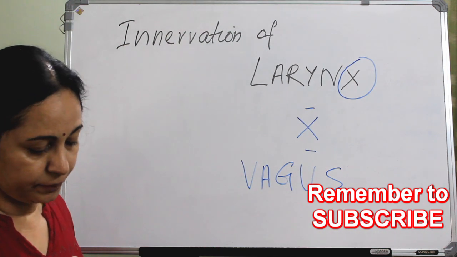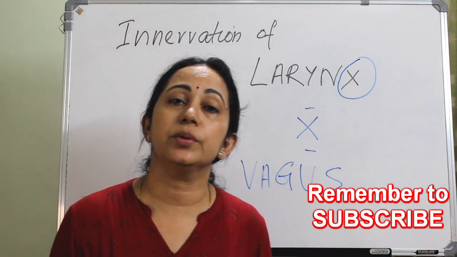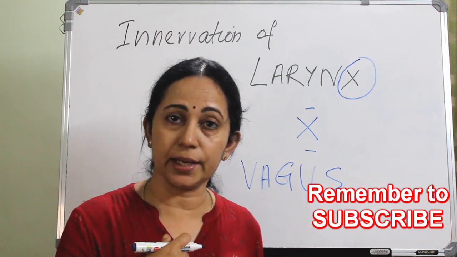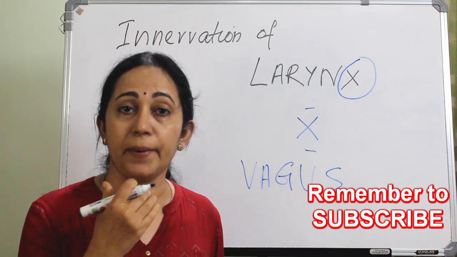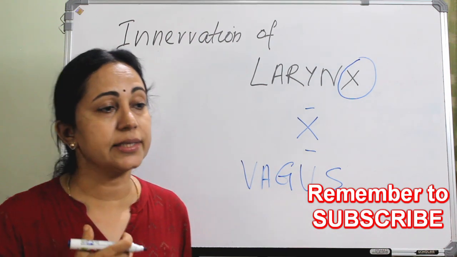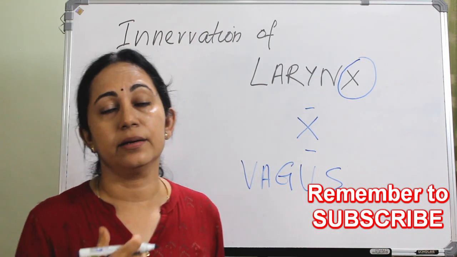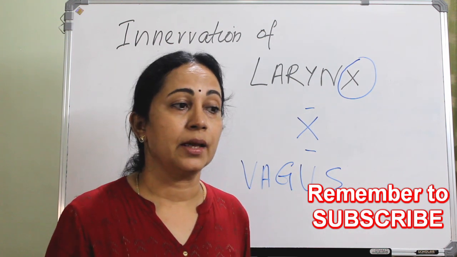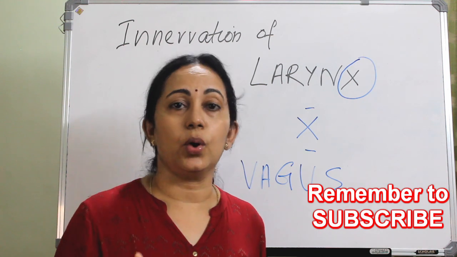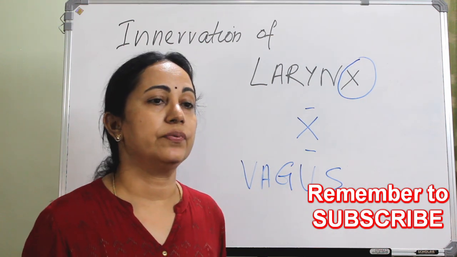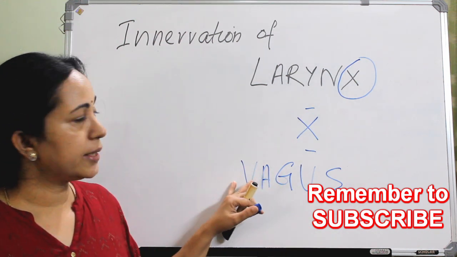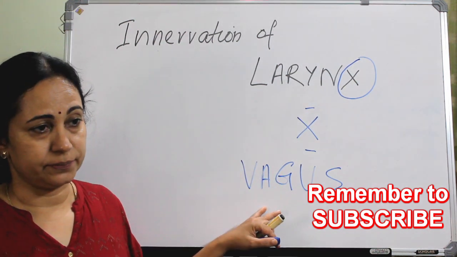And this vagus nerve supplies both motor and sensory innervation of larynx, and along with larynx, it supplies palate, pharynx, then after larynx, the trachea, bronchus, lungs, heart, external ear, and also some parts of gastrointestinal tract. Okay, so the larynx is supplied by vagus nerve.